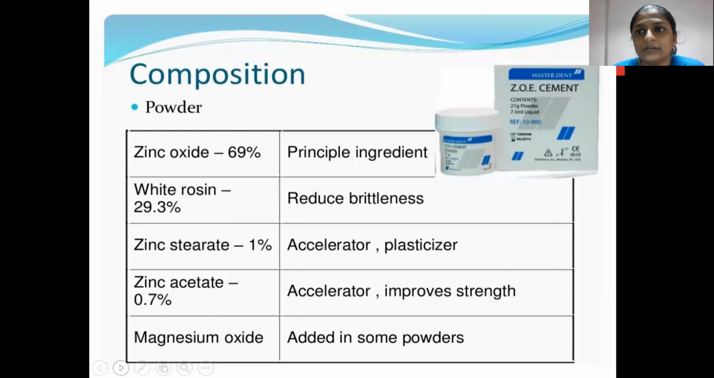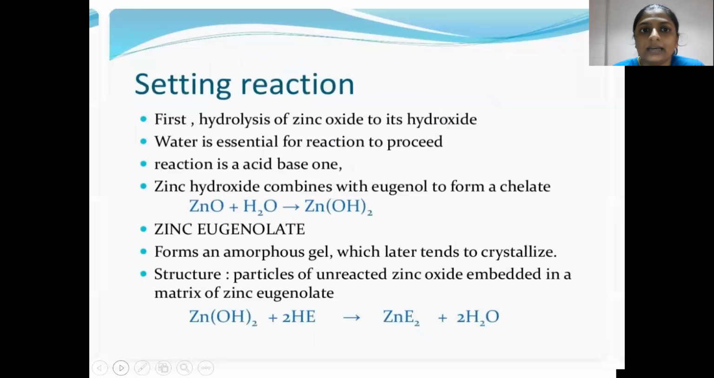Composition: obviously you'll have a powder and a liquid. The powder has zinc oxide, white rosin, zinc stearate, zinc acetate, and magnesium oxide. In the setting reaction, we can see mainly two steps. The liquid that is there in the cement is eugenol. Zinc oxide will mix with the water first to form zinc hydroxide, which then reacts with the eugenol to form zinc eugenolate, which is what is found in the set matrix.